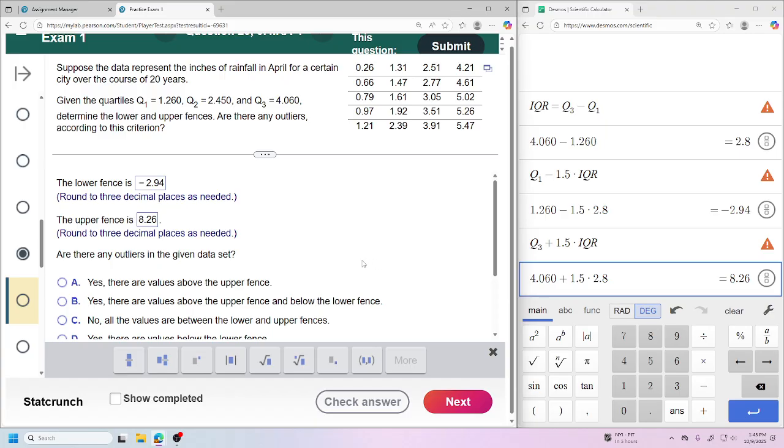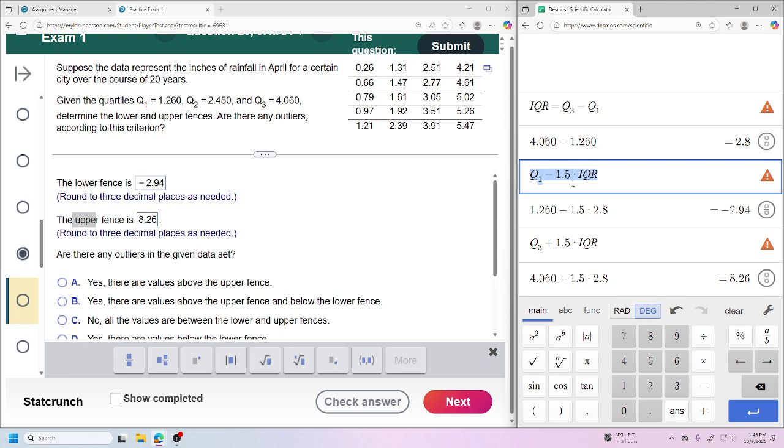The bigger one, basically. Upper means bigger. So out of these two, the 8 is bigger than the negative. Oh, Q3 plus 1.5 times IQR. So these right here are my formulas. I'm trying to select both. I can't select both. Both of these right here are my formulas for the lower and the upper fences.